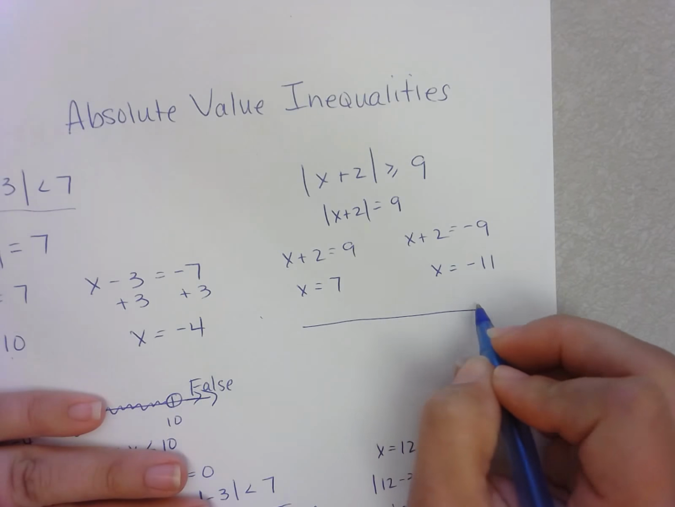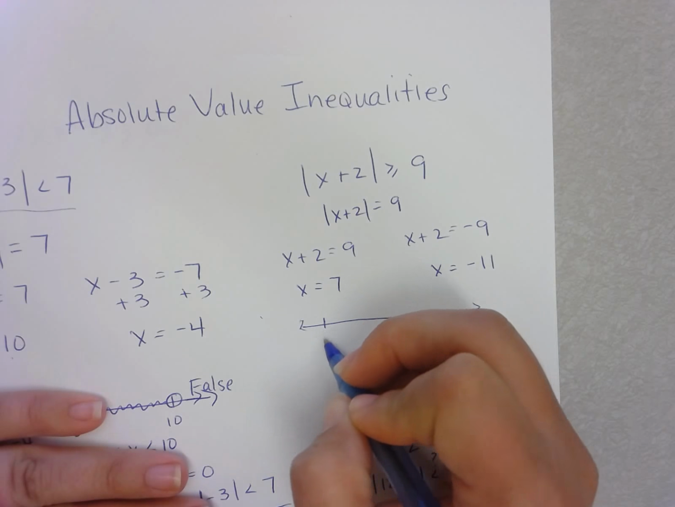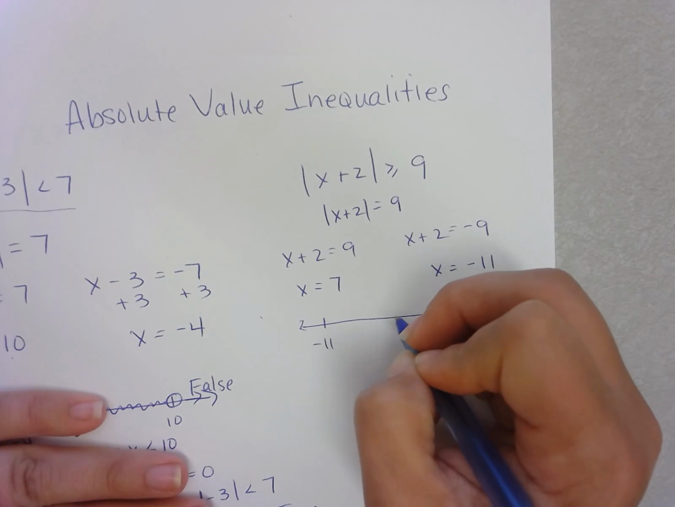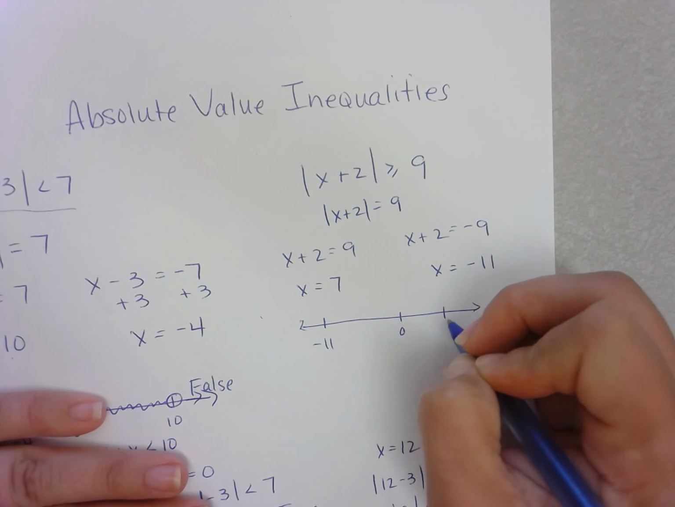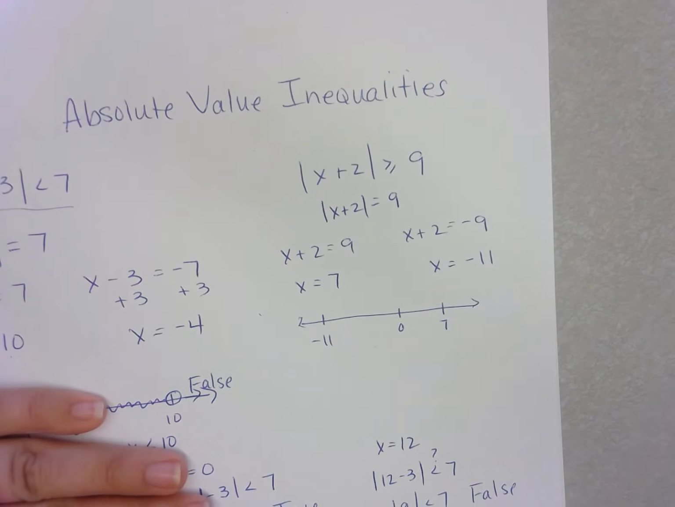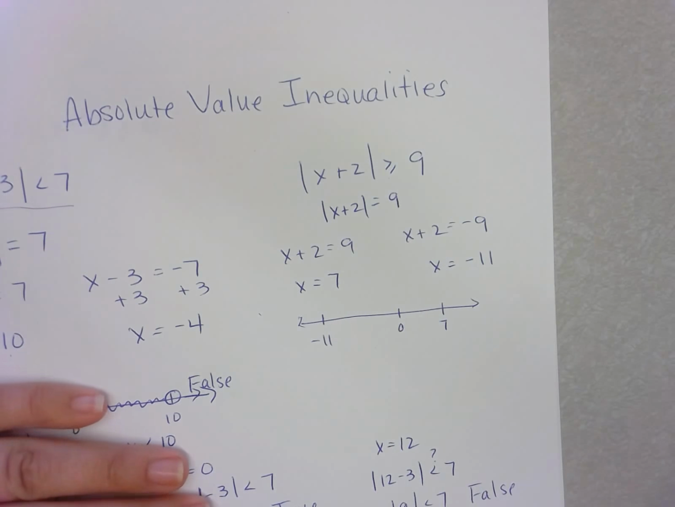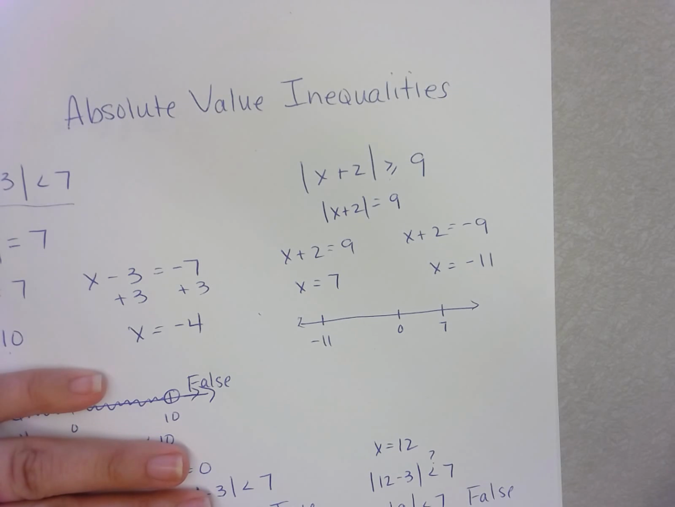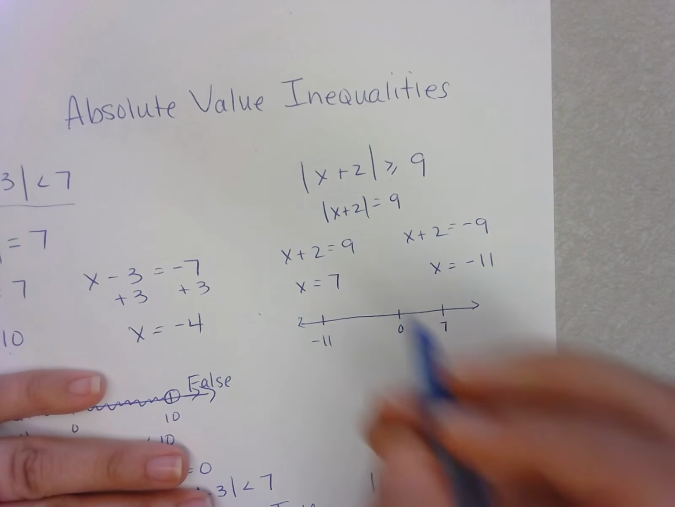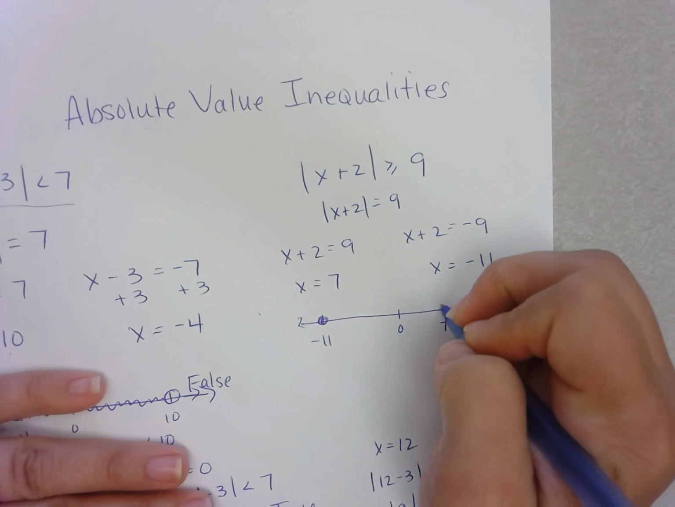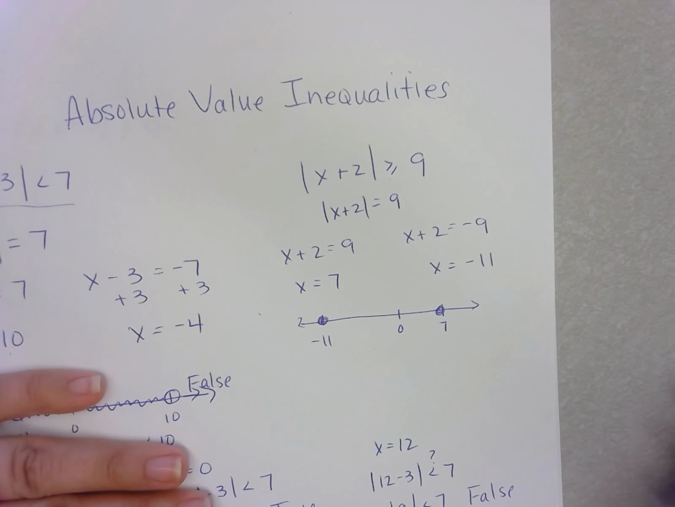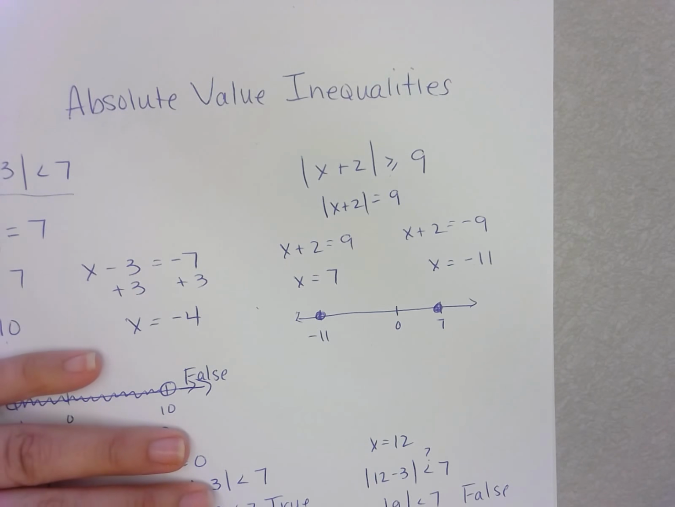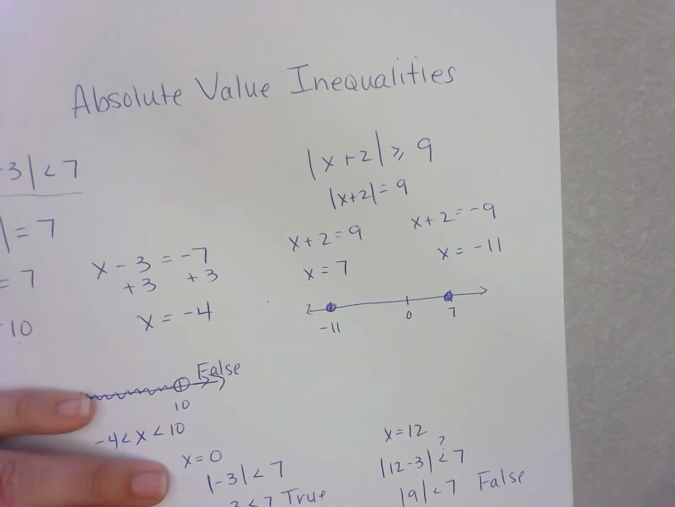So my number line then, I have negative 11 out here. Maybe I'll put my 0 here, so my 7 should be a little closer. When I'm looking at my inequality, it's greater than or equal to 9. So that means that solutions that give me 9 are in fact usable in my equation. So that means that the negative 11 and the 7 will be included. So I'm going to fill those in so I don't forget. All right, so now I'm going to test a point in each interval.